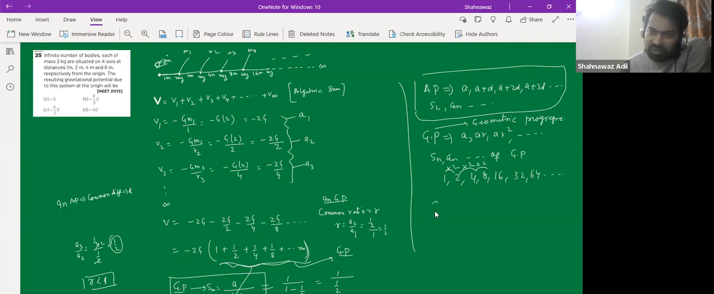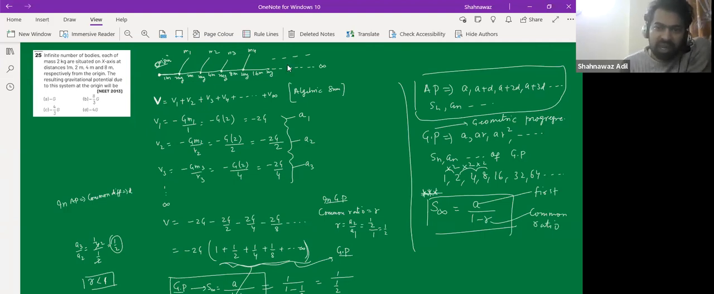And you have S infinity. This is equal to A by 1 minus R. This is a very important relation, and you have to remember this. So this A is the first term, and this R is the common ratio. So this is about GP.